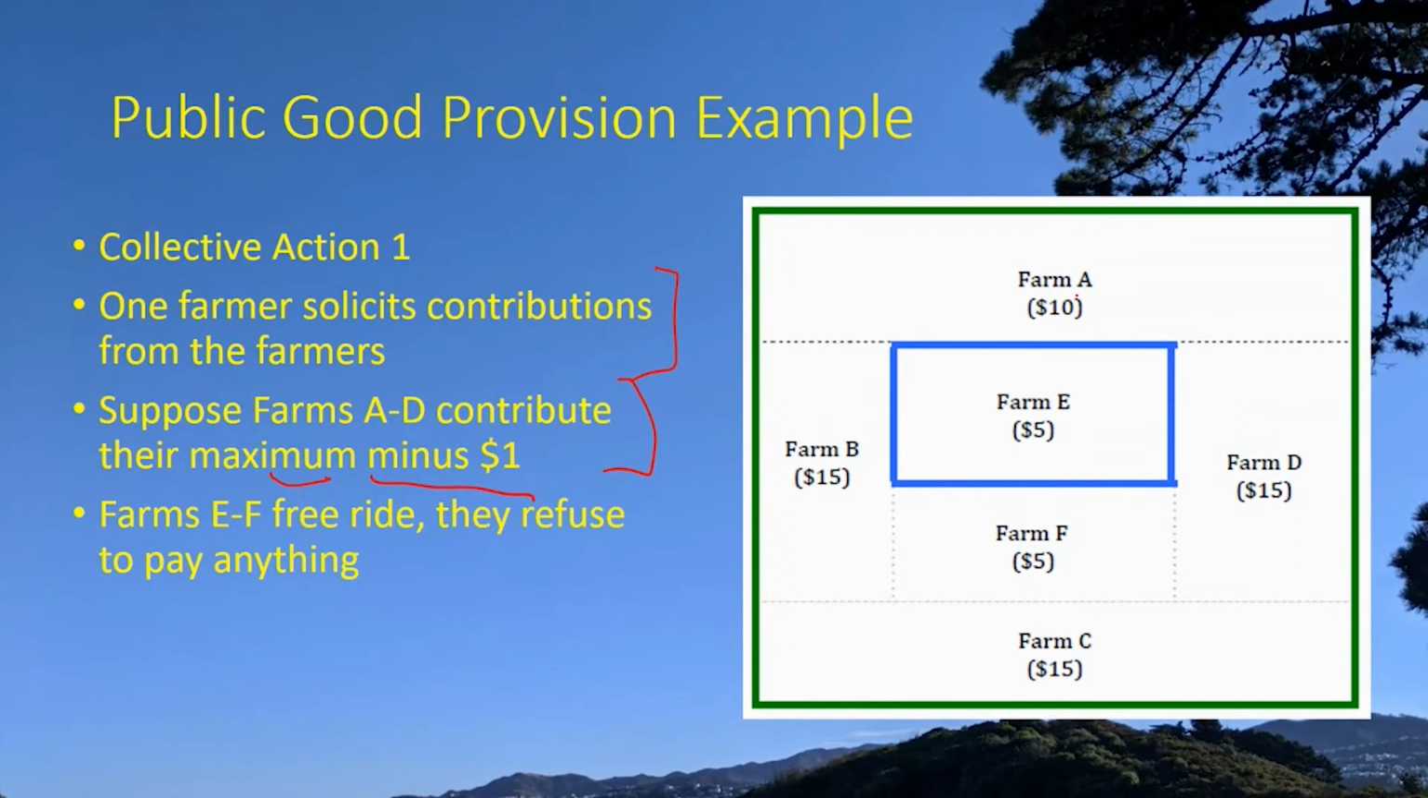So they each contribute. Farm A contributes $9, and Farm B contributes $14, and so forth. This is how much they collect to contribute to building a group wall. They go to Farm E and they ask, will you contribute? They say, no, I'm not going to give you any money. Farm F, they say, no, I'm not going to give you any money. So E and F free ride. They refuse to pay anything.